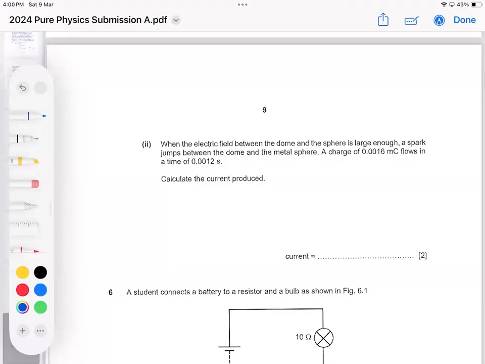So working wise, it's just Q equals to I T. 0.016 times 10 to the power negative 3, because of the milli over here, equals current times 0.012. So my current will be 0.0013 ampere. Something like that.